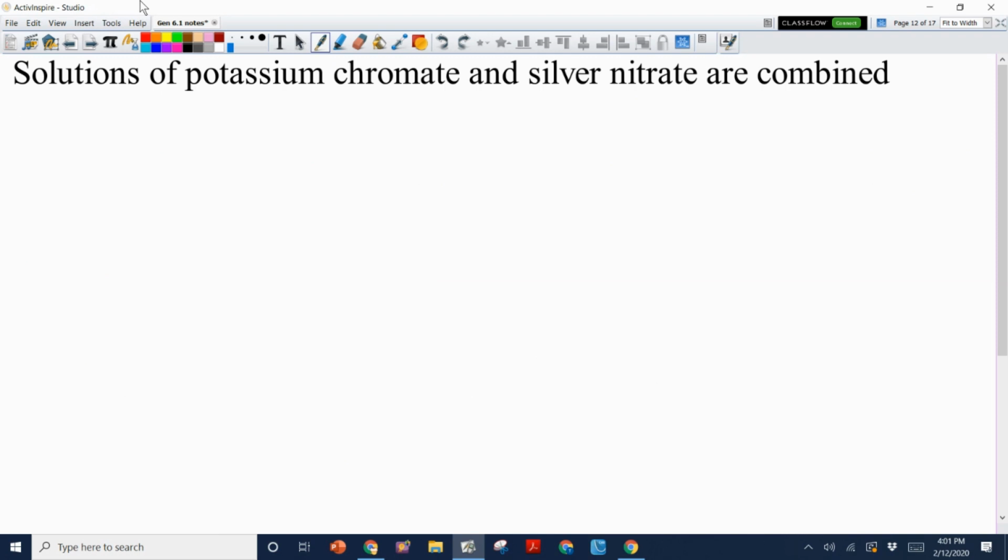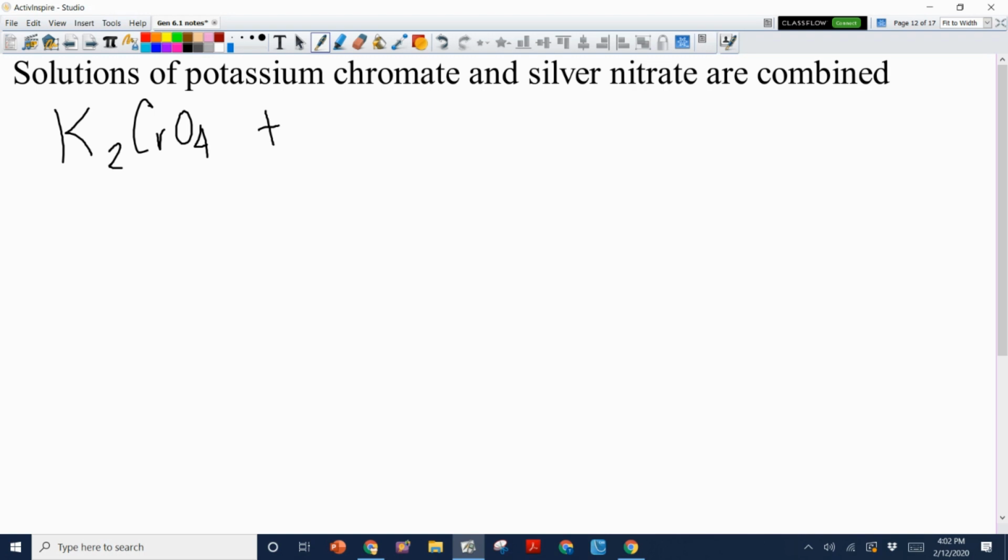Solutions of potassium chromate. So potassium is K, that has a +1 charge. Chromate, looking at our polyatomic ions, chromate is CrO4. It's got a -2 charge. So swap and drop, that's going to be K2CrO4. That's very important that you get these correct, because if you don't, the equation will not balance out.